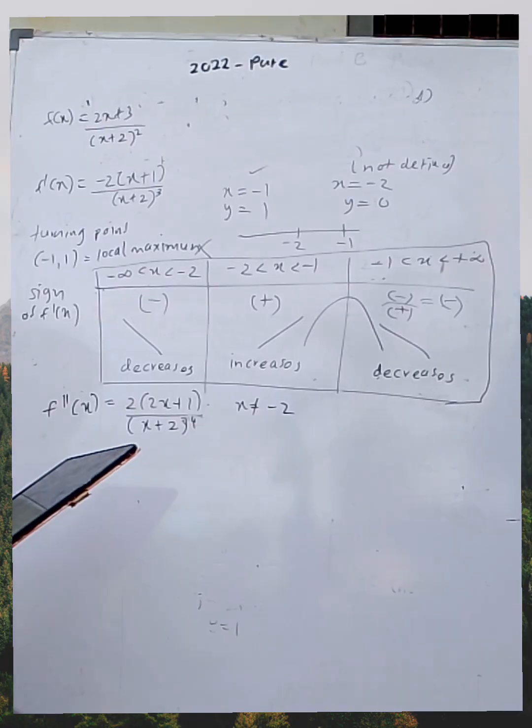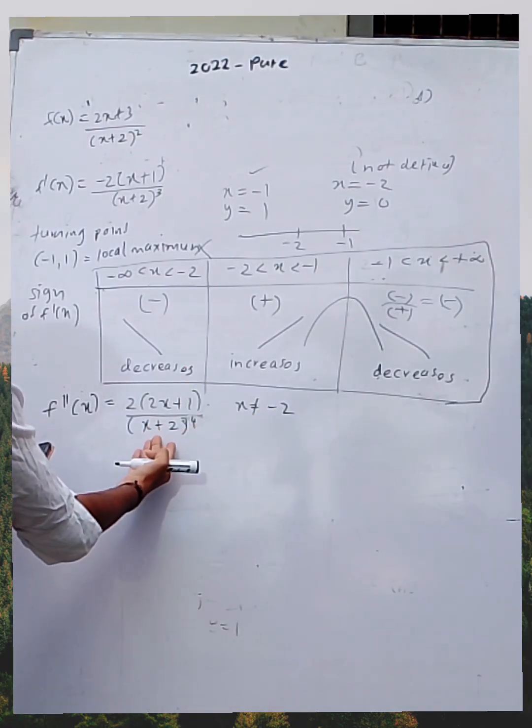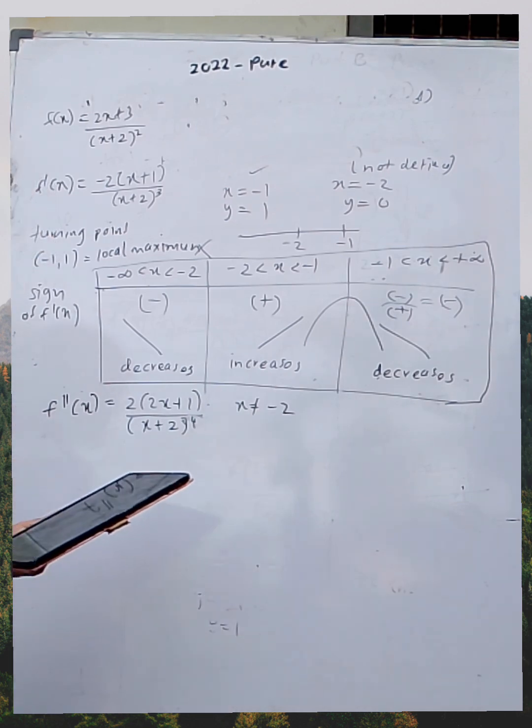Here also, x plus 2 cannot be 0, so x cannot be -2, because the denominator cannot be 0. When it becomes 0, this function does not exist.